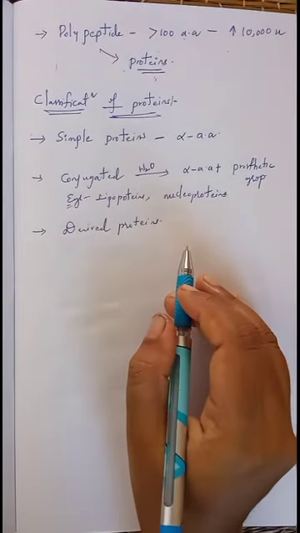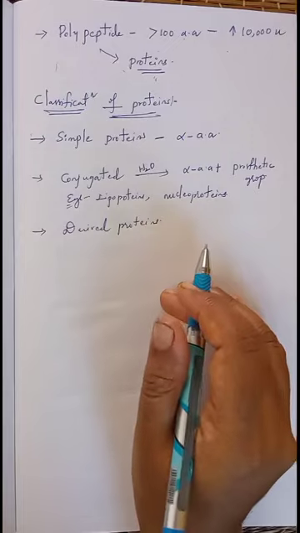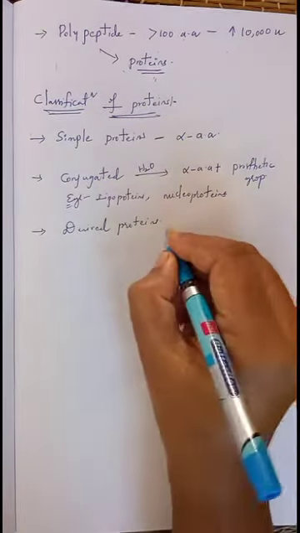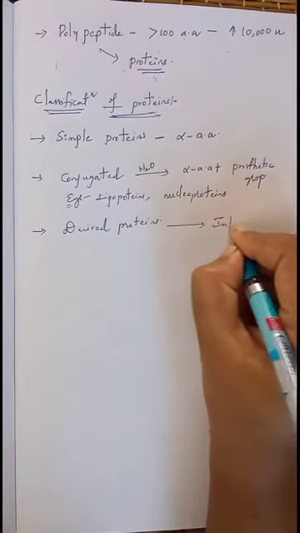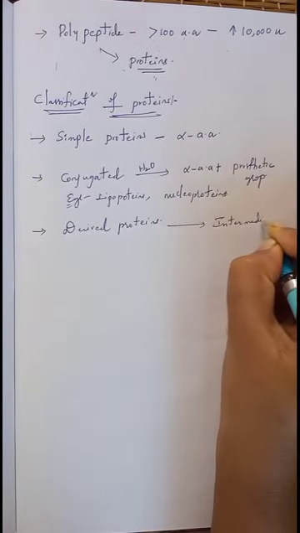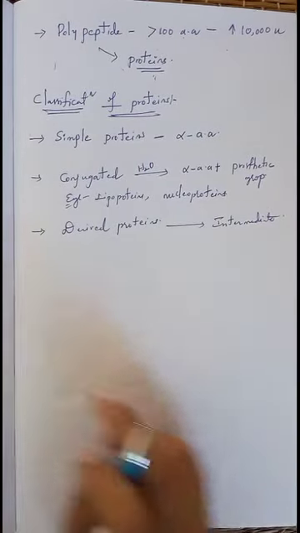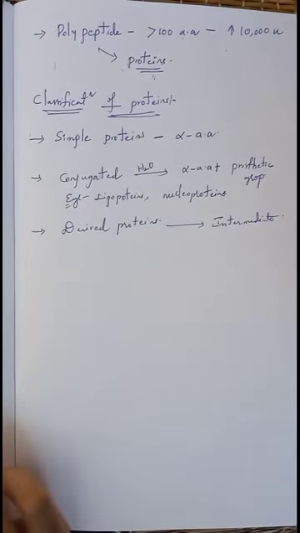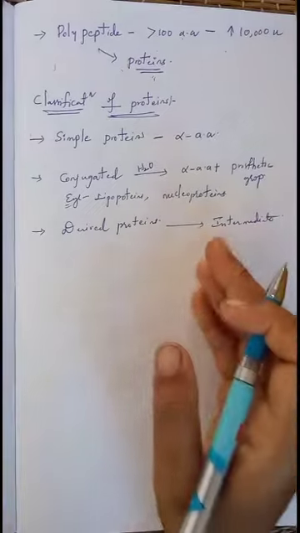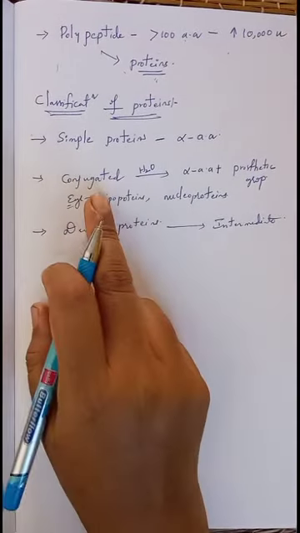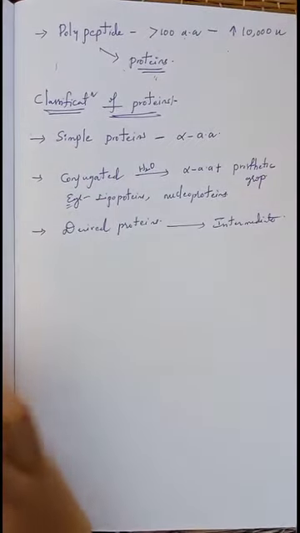Next, derived proteins. These derived proteins are the intermediate products of hydrolysis of proteins. They are the intermediate products of hydrolysis of such proteins. They are said to be derived proteins. That is about the classification of proteins. Proteins are mainly classified into three types: simple proteins, conjugated proteins and derived proteins.